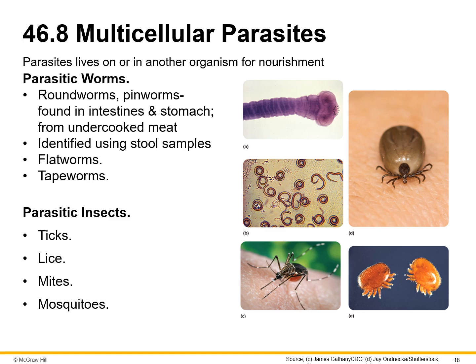Tapeworm has to be identified as well. Making sure that we cook all of our meat, we clean and don't cross-contaminate is going to be the key in not spreading these. Parasitic insects, so we're going to think ticks, lice, mites, and mosquitoes. Not only are they a pain, but they can spread disease.